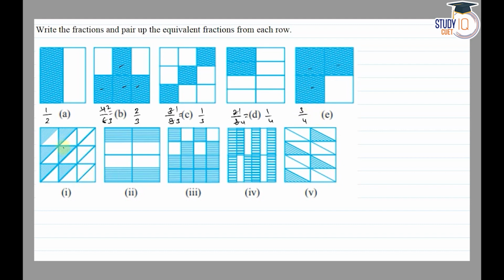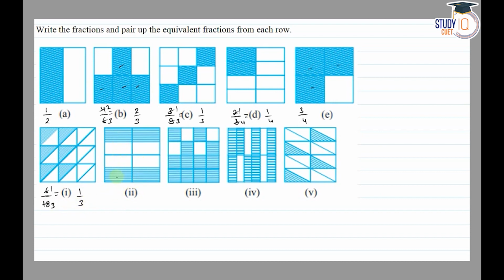Next, 1, 2, 3, 4, 5, 6. 6 3s are 18. So total 18 parts. And 1, 2, 3 and 3, 6. 6 parts are shaded. So by simplifying this, 6 1s are 6, 6 3s are 18. 1 by 3 is the fraction.